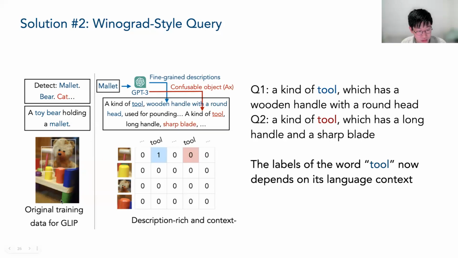So the process is: you have the original training data. You can have a caption, or a detection data, which directly gives you the label. You extract the entity from there, and you ask GPT-3 to first write a description for that correct entity, but also give a confusable object and a description for it. Then you throw out the actual entity name and just give these two confusing sentences to the model. Now, there are two tools, like the word tool in the caption, but the label of the tool will no longer depend on the entity name itself.